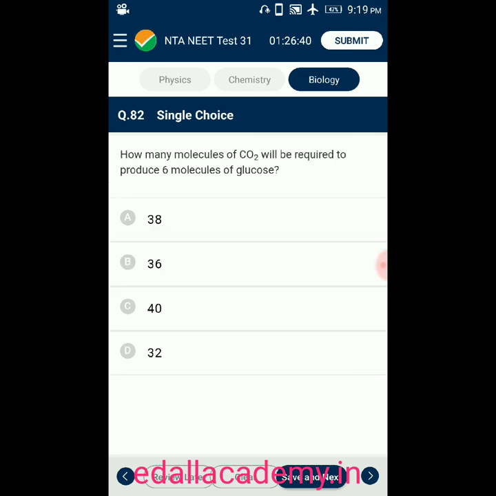Question number 82. How much carbon dioxide will be required to produce 6 molecules of glucose? It takes 6 molecules of carbon dioxide to be fixed in order to produce 1 molecule of glucose. Hence, it would require 6 into 6, 36 molecules of carbon dioxide to produce 6 molecules of glucose by Calvin cycle. So the answer for this question is option B, 36.